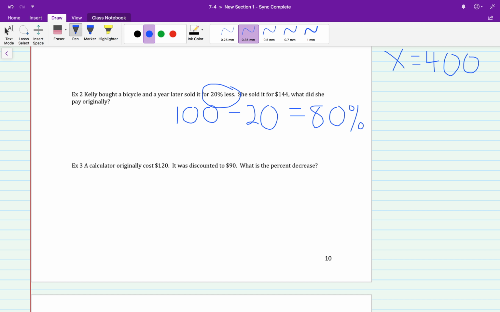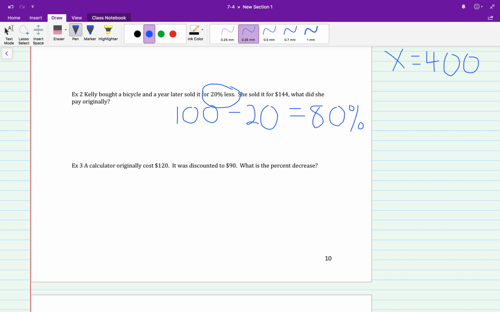So 144 is 80% of the original cost. And that's really important. We needed to get down to understanding that is and of, because I don't actually see the words is and of in this problem. I see the word for a lot.